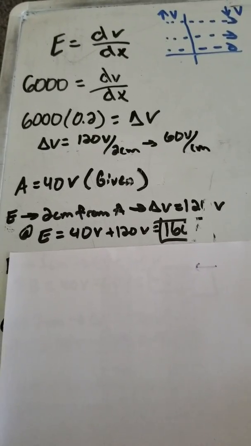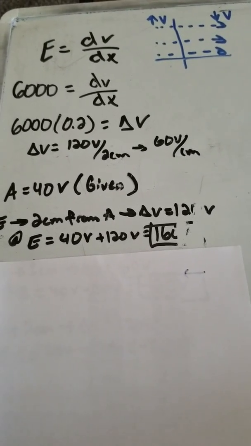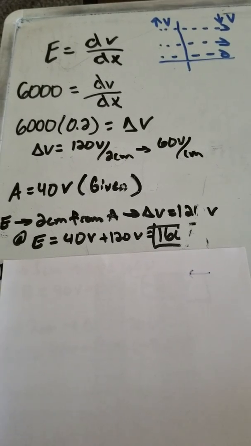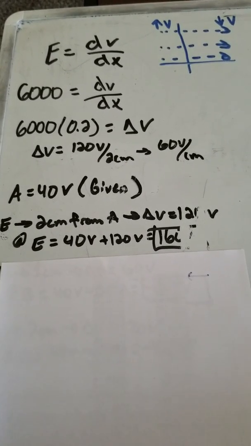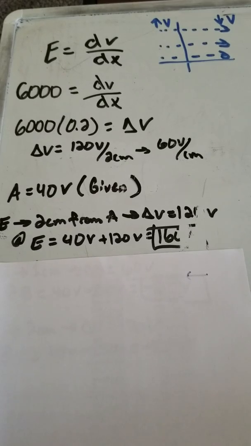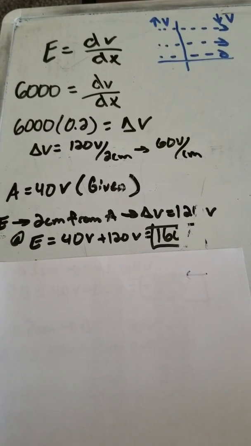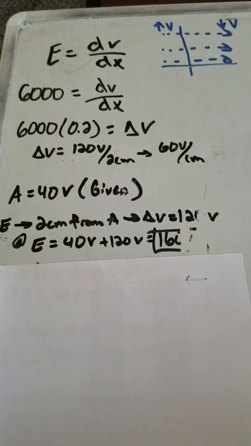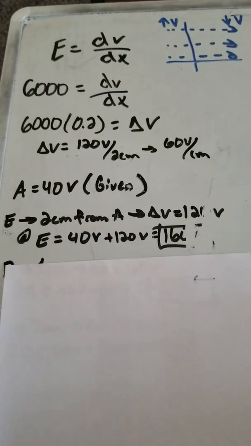It is positive because E is located to the left of A, and the electric field is pointing to the right, which means that in the direction of the electric field is lower voltage, while to the left it will be a higher voltage, so E is higher voltage than A.